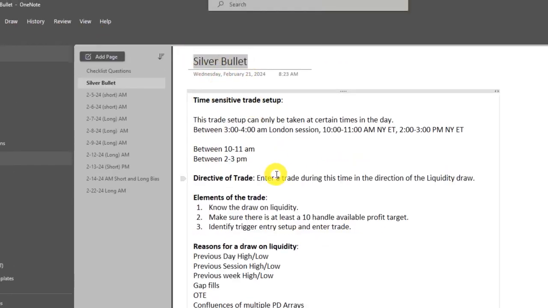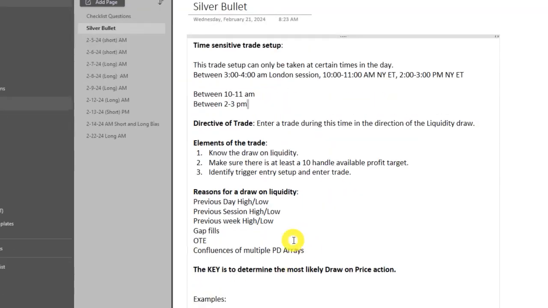And the silver bullet is a strategy to go long or short at a certain time of day. Now, we're not interested in the London session, which is 3 in the morning, because I'm not up at that time. But it is a time-sensitive trade. It can only be taken, this particular setup can only be taken at these times here.